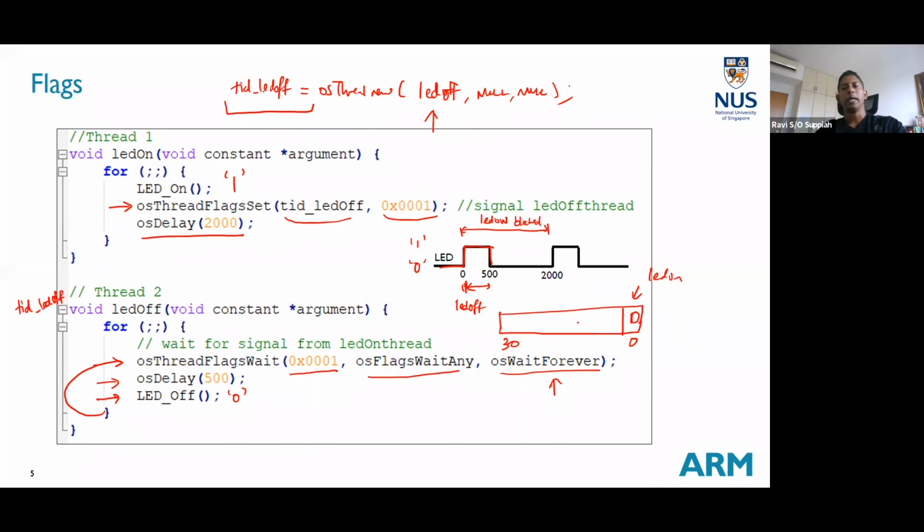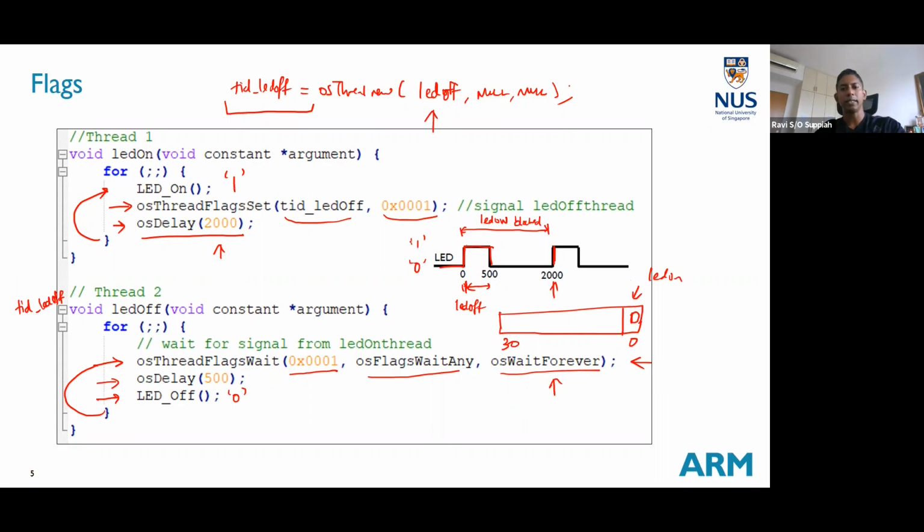LED on is still in the block state, but once the 2 seconds are up, it will come back and set the LED on again, and then it will set the flag of the LED off task to 1. Once it's set to 1, this task will be able to unblock and go to a ready state. And once this task goes to a delay, then this task can carry on.